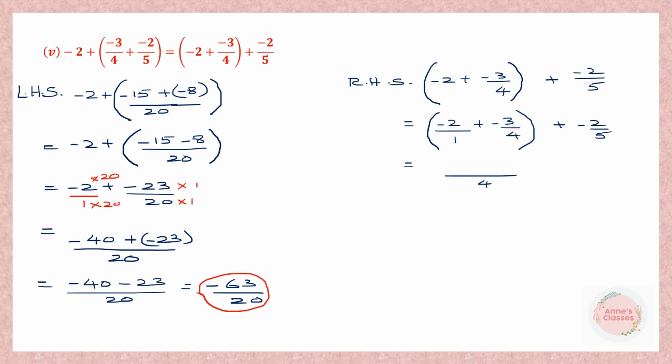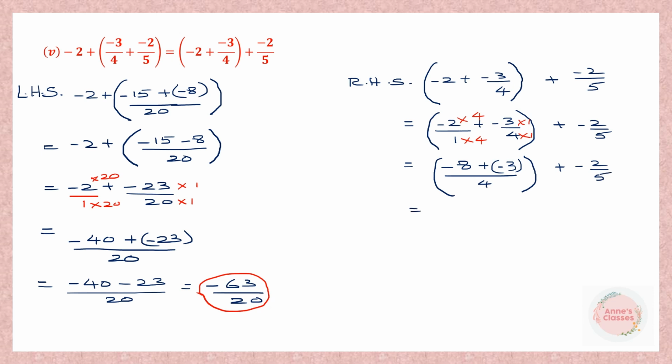Now look at the first rational number, minus 2 by 1. 1 into 4 is 4. So multiply that. 1 into 4 is 4. So minus 2 into 4 is minus 8. So this is minus 8 plus, look at the second rational number, minus 3 by 4. 4 into 1 is 4. So multiply 3 into 1. So that becomes minus 3, plus minus 2 by 5.